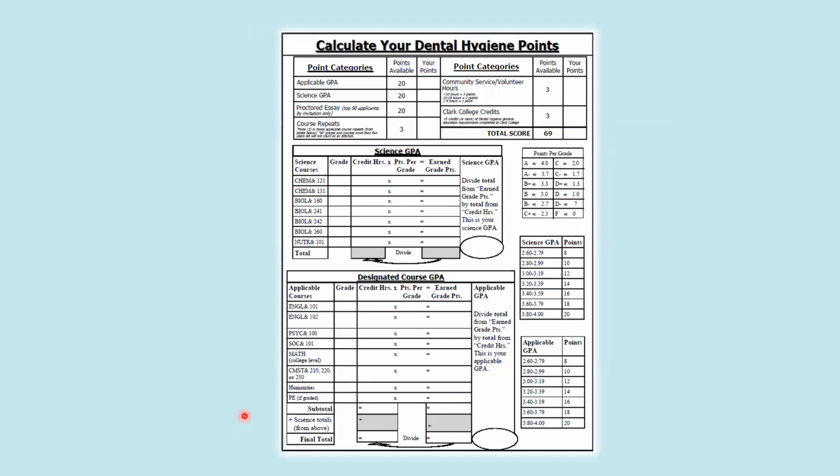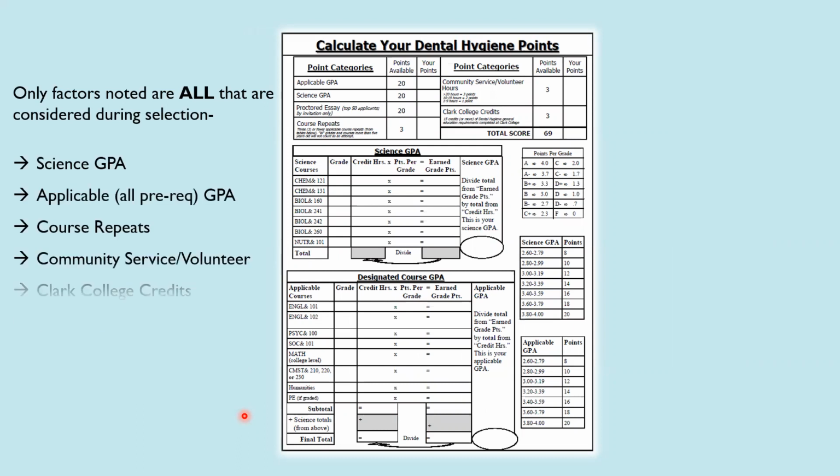So overall, this is all that the Clark College Dental Hygiene program considers. Your science GPA, your applicable all prerequisite GPA, course repeats, if you don't have more than 3 in the last 5 years, community service volunteer hours, Clark College credits, and then later that proctored essay for those who receive that invite.